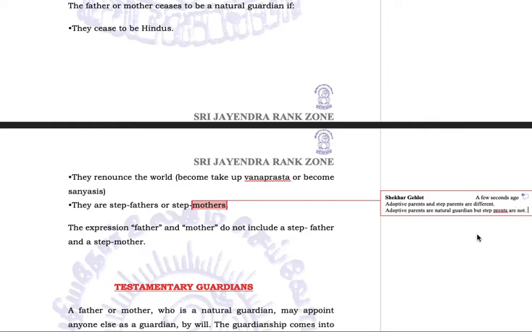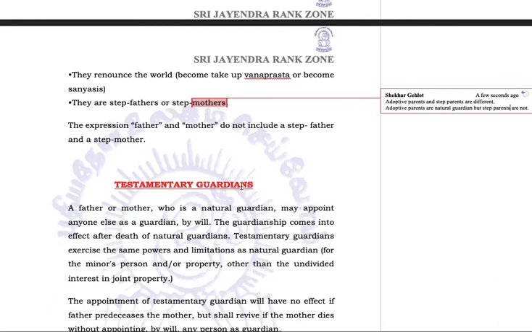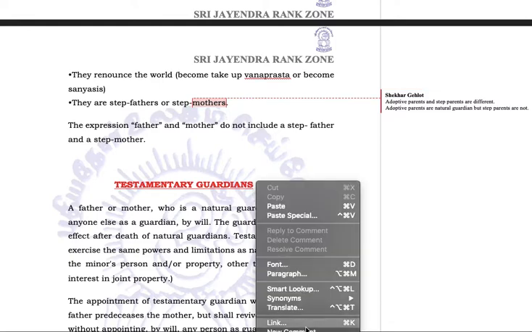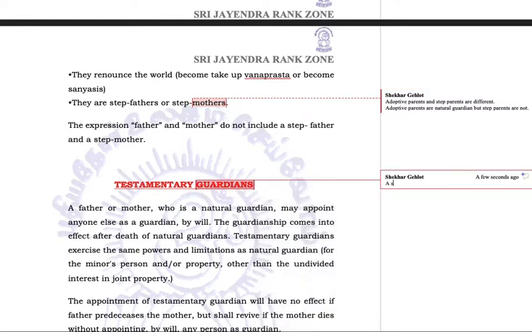Step parents are not natural guardians, okay, because they are different. Testamentary guardians. A father or mother who is a natural guardian may appoint anyone else as a guardian by will. I'll just explain it with an example. A says, after my death, D will be guardian of my child.